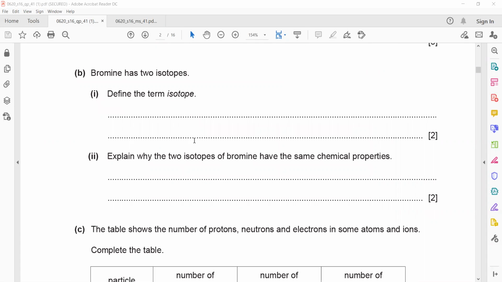Next, B1, define the term isotope. How do we define the term isotope? You can either tell the answer or type the answer in the space. Use screen annotation, you can use that to answer. Define the term isotope. Or if you want to mention the answer in the chat, that's also okay.